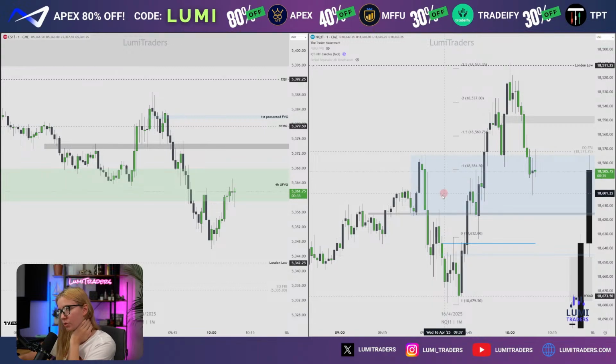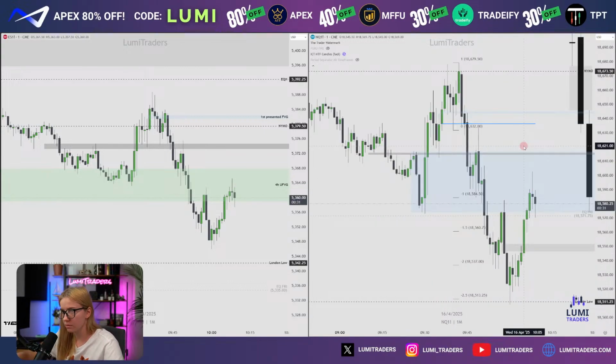That's also interesting because we definitely got stuck. I'm sorry, guys, I just inverted this between two breaker blocks, bullish and bearish.